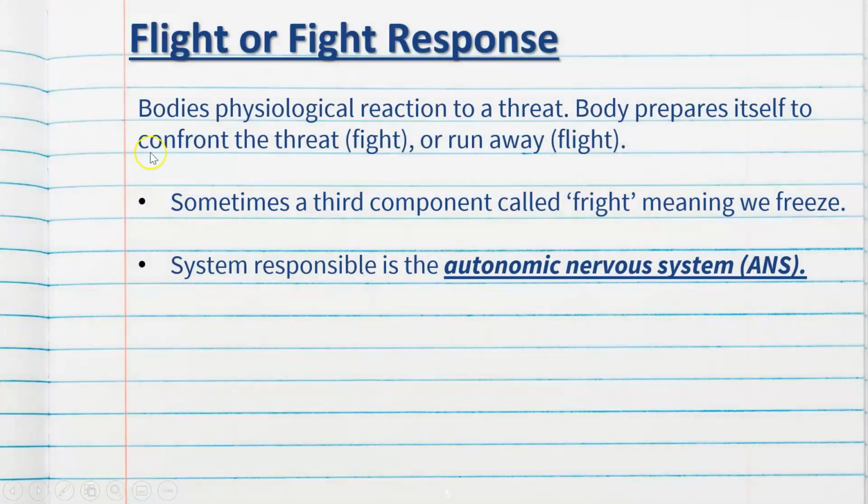The flight or fight response is the body's physiological reaction to a threat. The body prepares itself to confront the threat, so fight, or run away, flight. The body will undergo several physiological responses all at once to help us fight for longer or run away quicker. Sometimes there is a third component called fright, meaning we freeze. We don't do anything, the body and the brain can't process what's going on, and people just freeze and stay there.